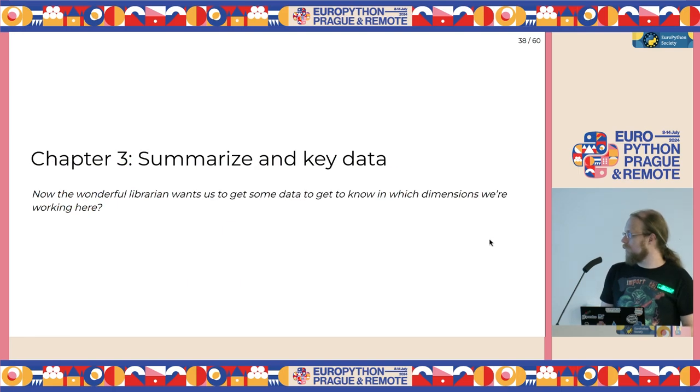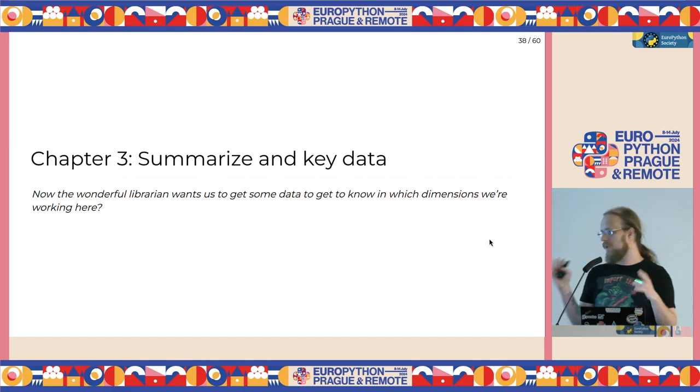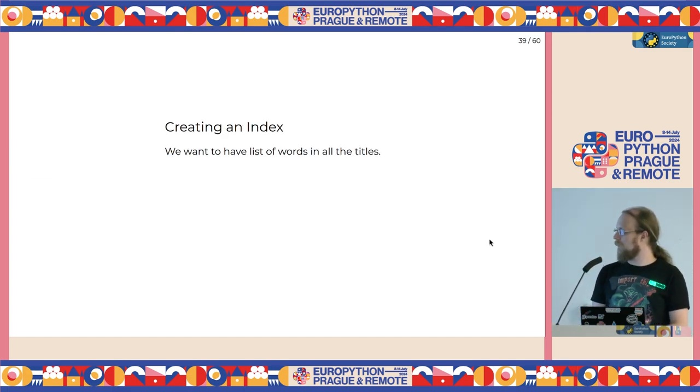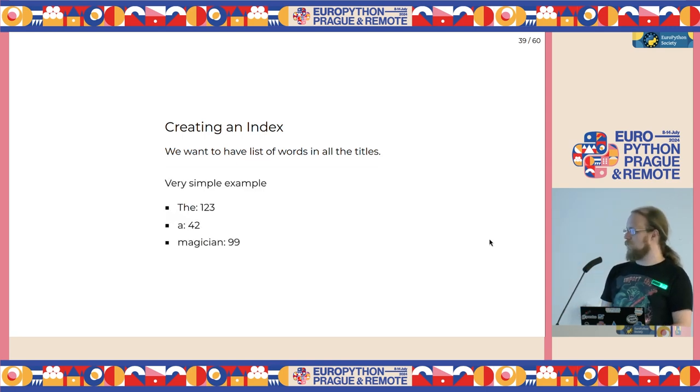Okay, chapter 3, summarize and key data. Now the wonderful librarian wants us to get some data to know in which dimensions we're working here, how much stuff we have, what kind of data, and so on. And in the first step, he wants us to create an index of all the words in the title. So maybe we can search with that or things like that. It's very simple. So we have, for example, the counts: "the" 123 times, "a" 42 times, "magician" 99 times, and so on.